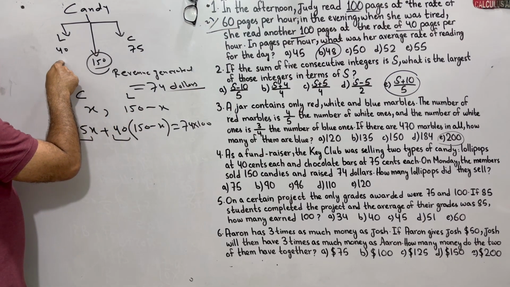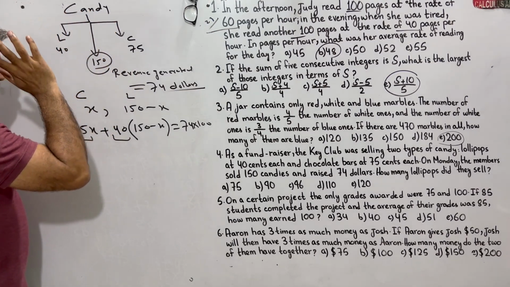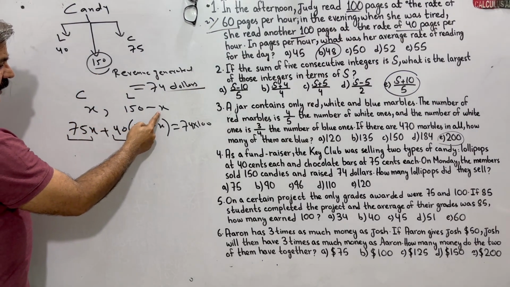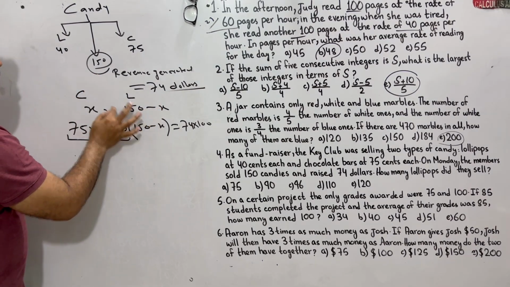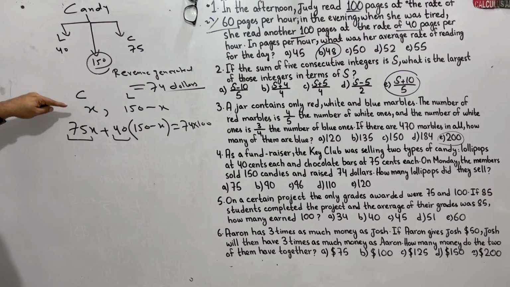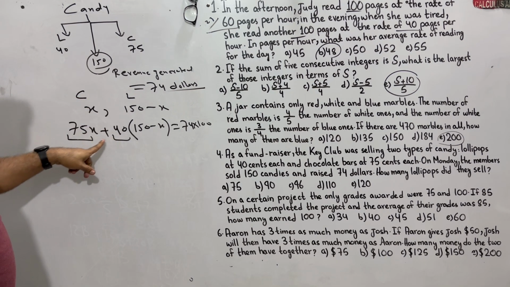Otherwise, I have to take this for L, this for C: two unknowns and two equations. It also works, but this is really very simple. 150 x, 150 minus x. If you add them up, the minus x cancels, and you still get the total of 150. Suppose this is my chocolate bar at 75 cents and this is my lollipop at 40 cents.